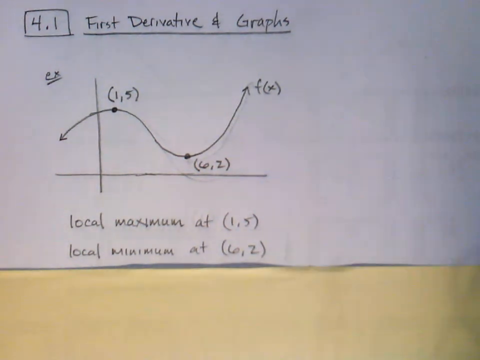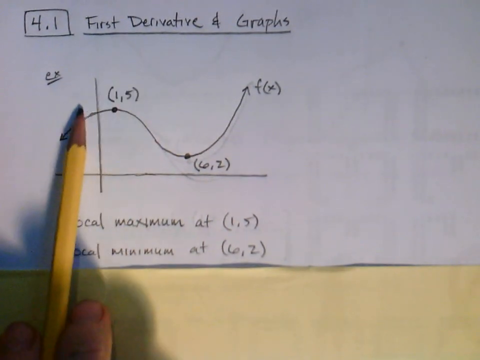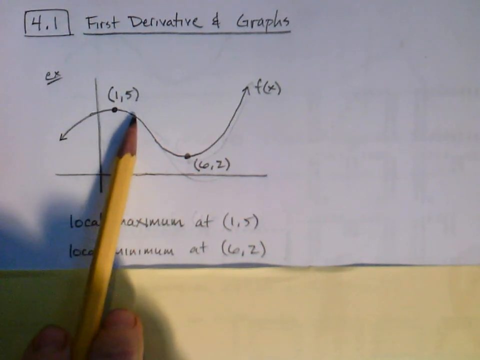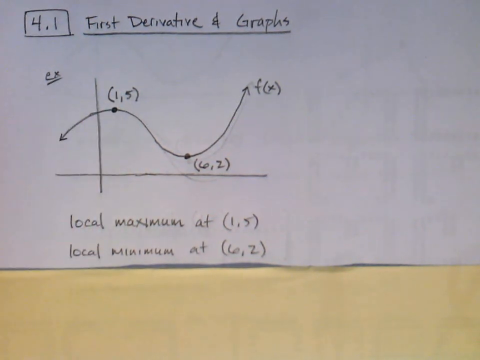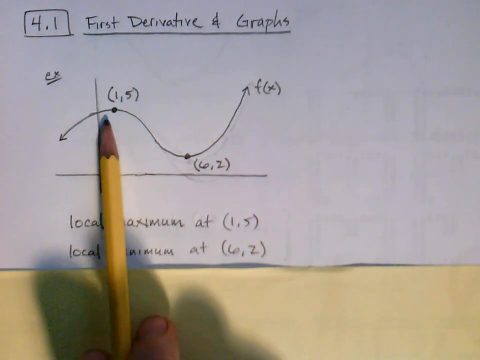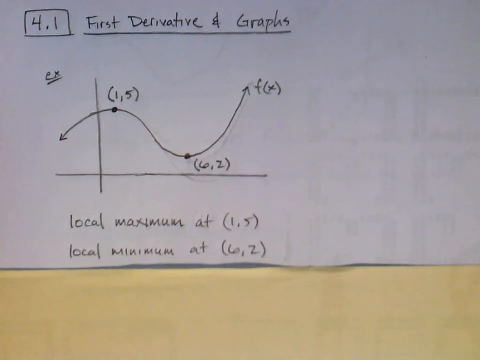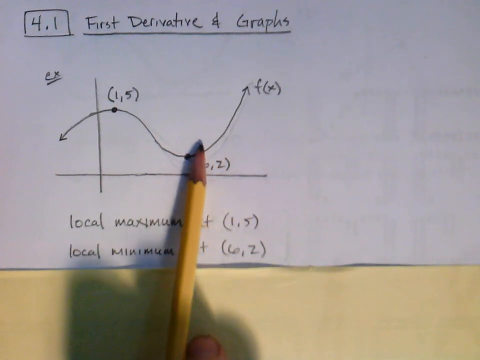That we actually study later when it comes to optimization. But for now, local, meaning in its neighborhood. So compared to the points that are nearby it, if you were to circle its little neighborhood of points, it's the biggest one, the local maximum. Of course, by the time you get out to here, there are values that are bigger, but just for the values that it's close to. Okay, you get it. And then (6, 2), the local min.